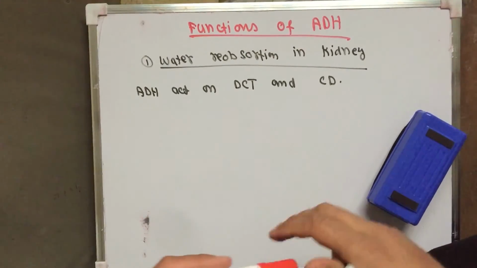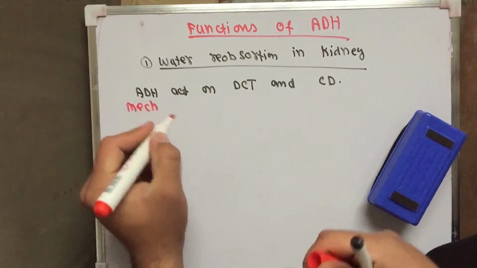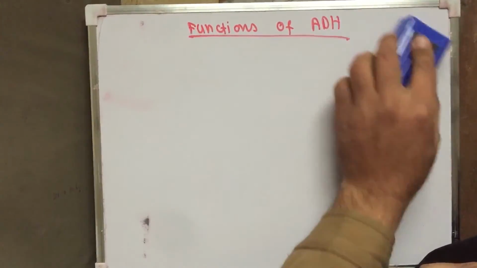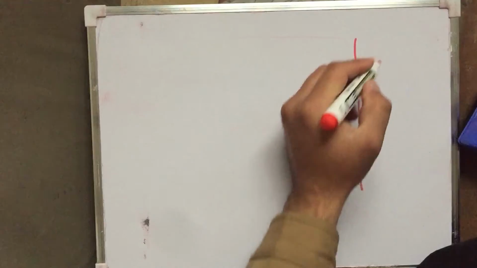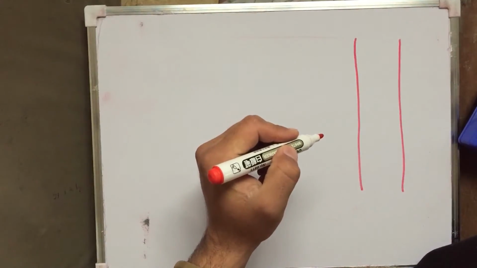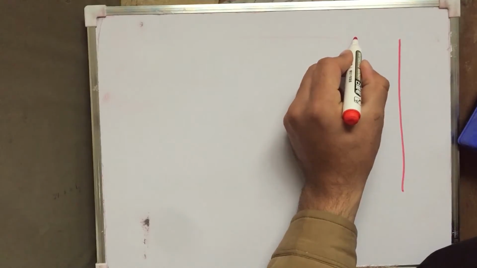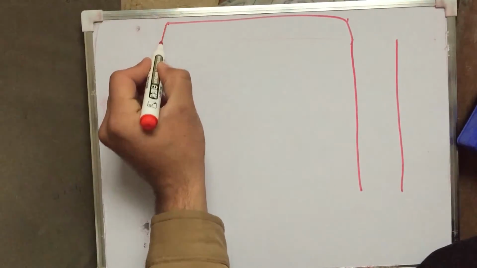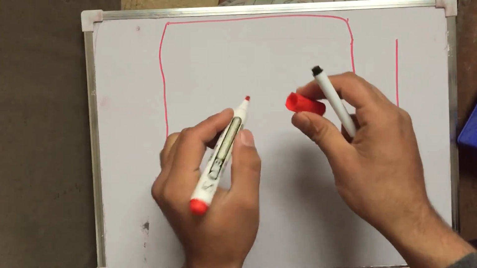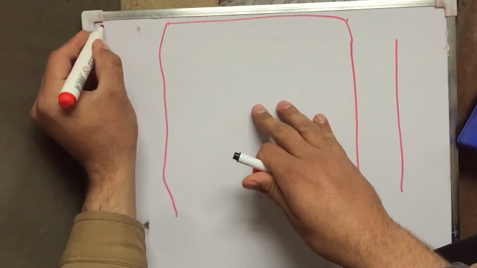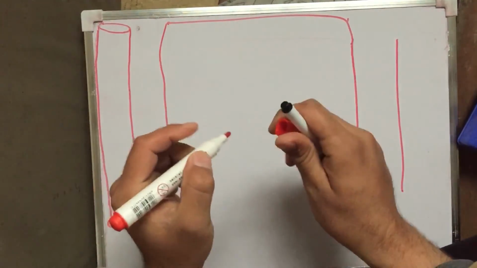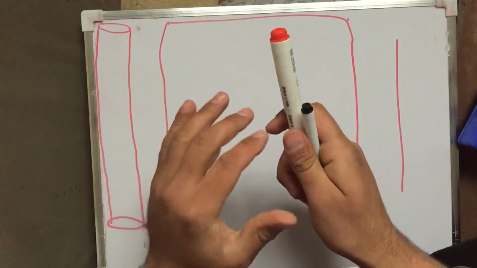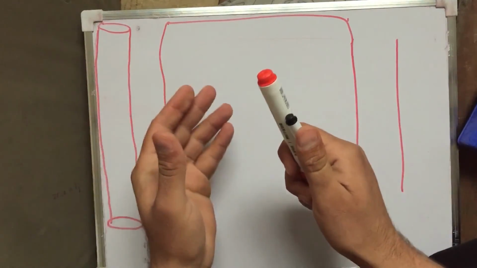Now we will draw the mechanism. We have a collecting duct or distal convoluted tubular cell. This is the lumen of the collecting duct. This is a cell of the collecting duct, and this is the blood vessel which will bring antidiuretic hormone from the brain, from the posterior pituitary, to the kidney.